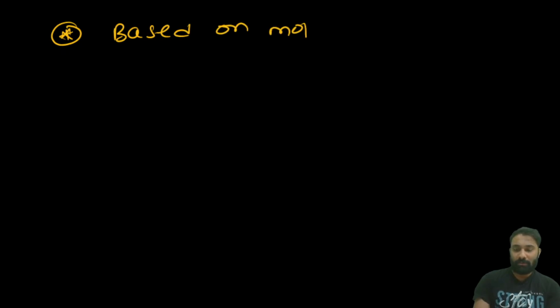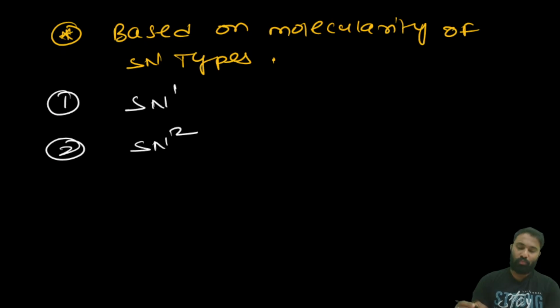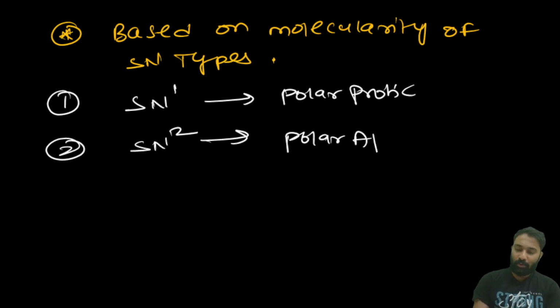Then in this first one, based on molecularity, SN type reactions are of two types. First one is SN1, and the second one is SN2. In SN1, a polar protic solvent is used. In SN2, a polar aprotic solvent is used.